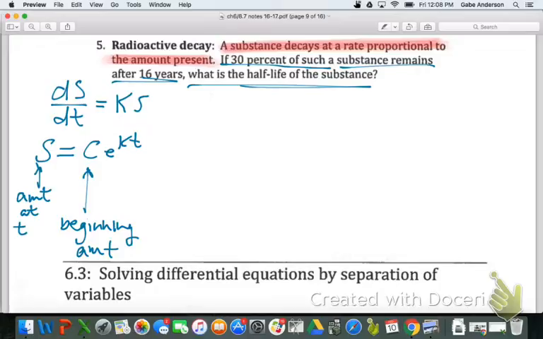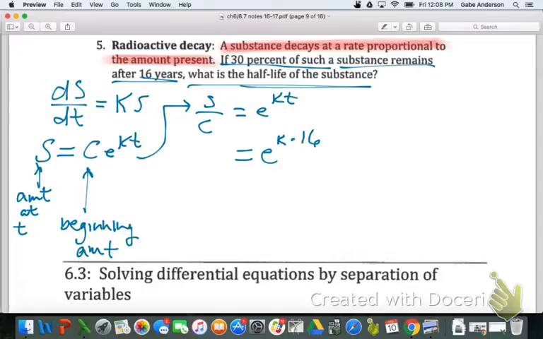And I'm going to propose this. What if I took this equation right here and divided both sides by C? I would get this. S over C equals e to the KT. S stands for the amount of substance that you have. C is what you had to begin with. And then furthermore, what if I took it one step further and I said T is 16? So e to the K times 16.